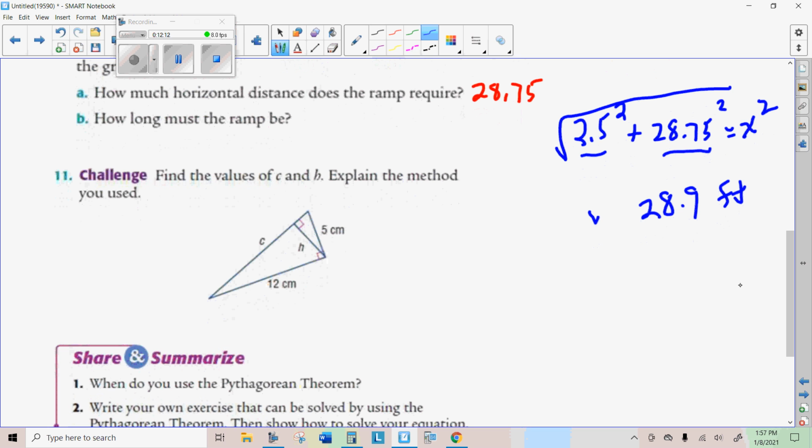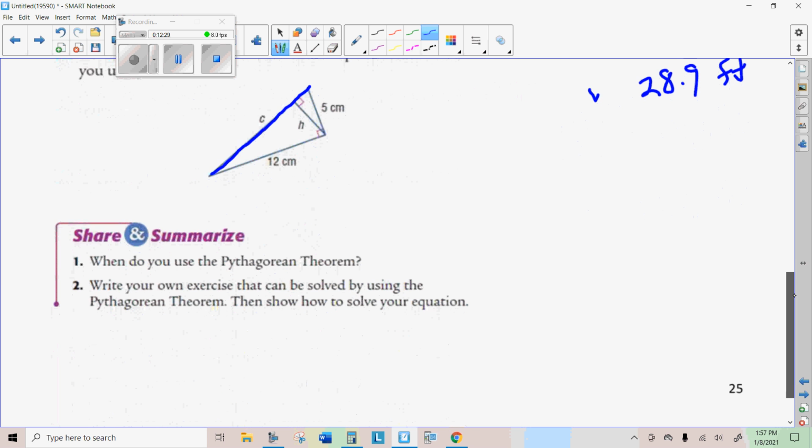All right, on this one, a little bit of a challenge here. It says find the values of C and H. I think C means this whole distance here. Not sure, maybe not. But you're going to need a proportion to do that. I'll let you work that out. We'll use that as a challenge if you want to find that answer.